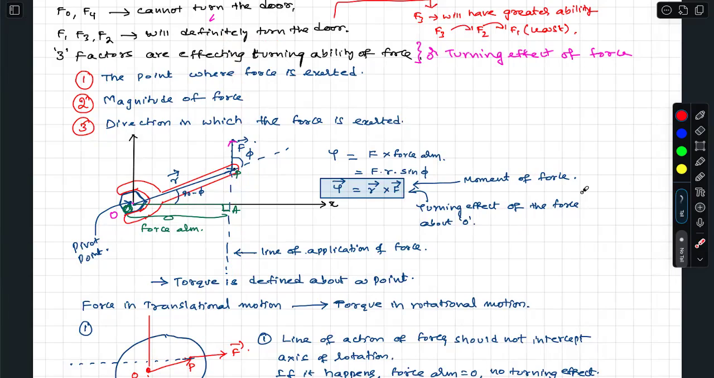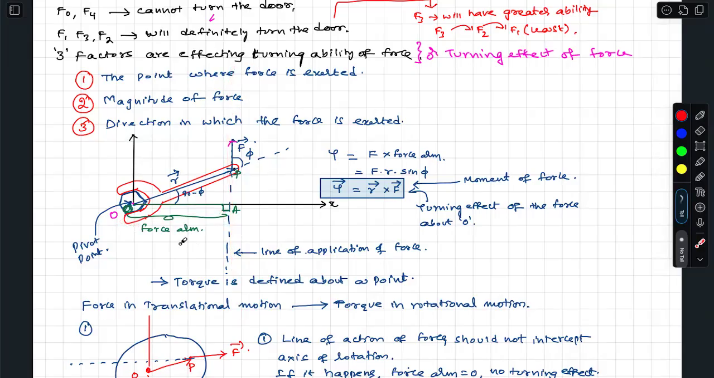Till this point, do you have any doubt? Whenever you need to find torque, first identify what the force is. Second, identify through which point the force is acting. Third, identify the axis of rotation. Fourth, draw the line of action of the force. Fifth, draw a perpendicular on the line of action of the force from the axis, and that distance is called the force arm.